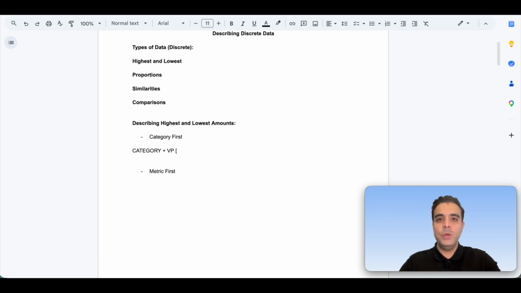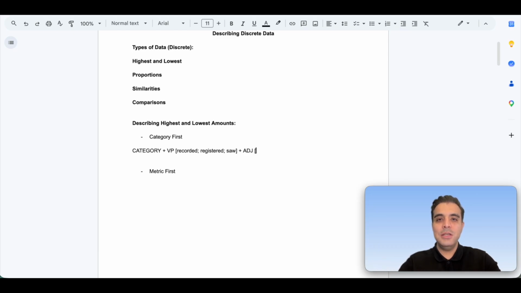Now, the verbs that we can use in this instance are recorded, registered, and saw. So far we have category plus a verb phrase, which you can use from among these verbs. There are also other verbs that you could include in there, but these are foolproof verbs, verbs that you cannot go wrong by using. Since we're talking about highest and lowest amounts, we want to use some kind of superlative adjective here to describe the highest and lowest.